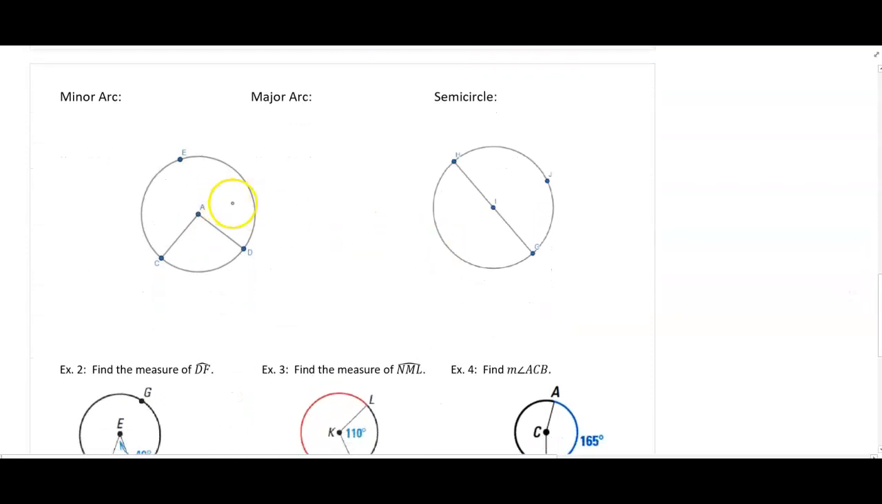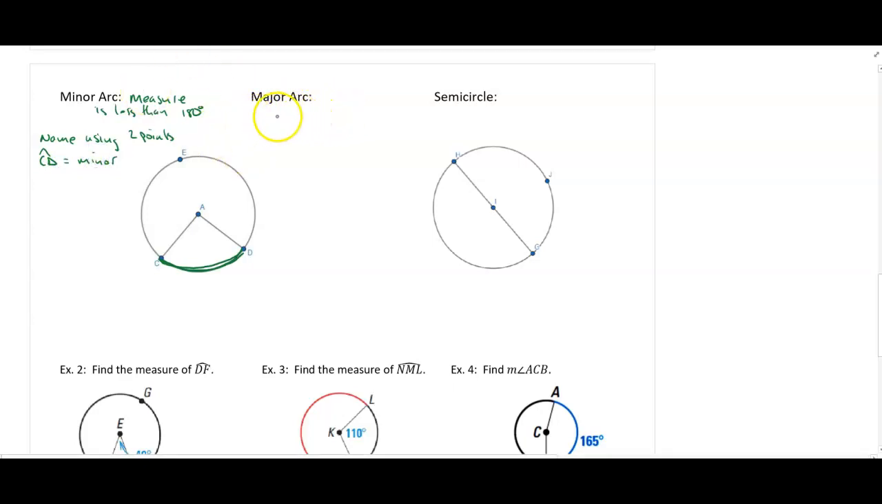Now, there are 3 types of arcs we talk about. So the first one is a minor arc, right? This is an arc whose measure is less than 180 degrees. Okay? So when I look at this, right, when we talk about an arc whose measure is less than 180 degrees, we always name it using 2 points. So in this case, this arc here looks like it's less than 180 degrees. Therefore, we're going to say arc CD is a minor arc. Okay?